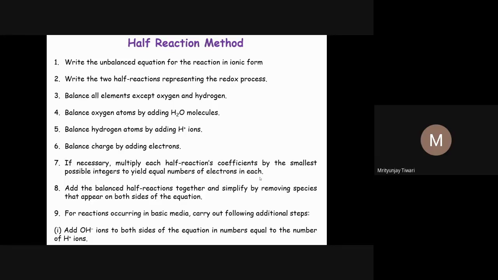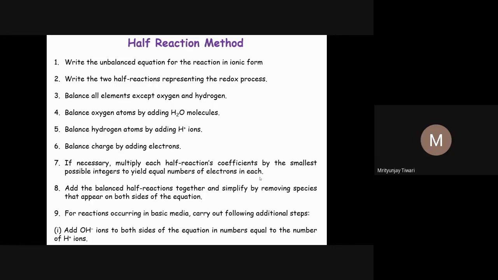Why do we need certain rules, certain laws, for balancing redox reactions? This is because balancing redox reactions is not as trivial or as easy as balancing other chemical reactions which do not involve ions or charges. Here we add certain charges, certain ions. So the reaction should be balanced in terms of charges, not only in terms of number of atoms. It should also be balanced in terms of number of electrons gained or lost during the course of this redox process.